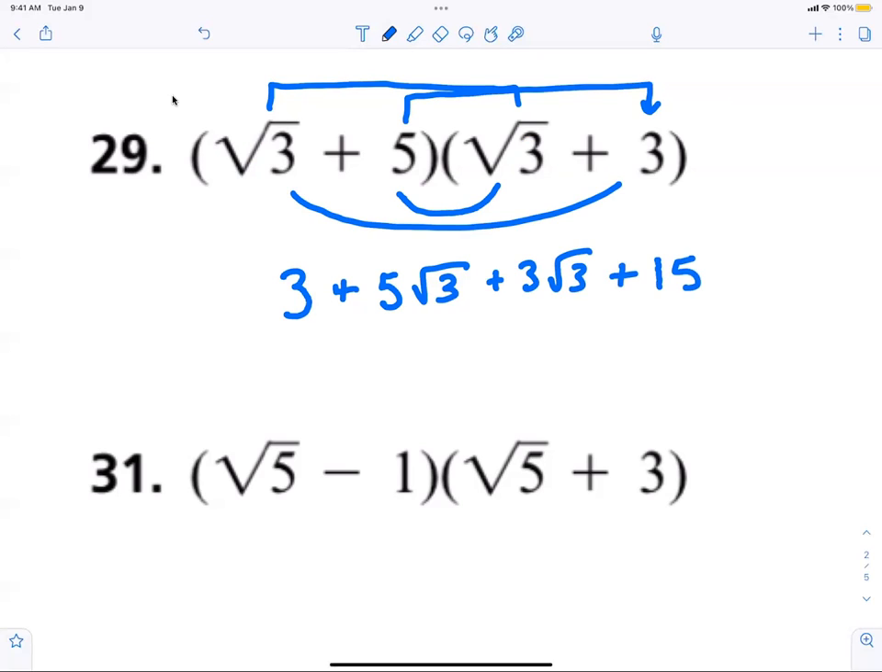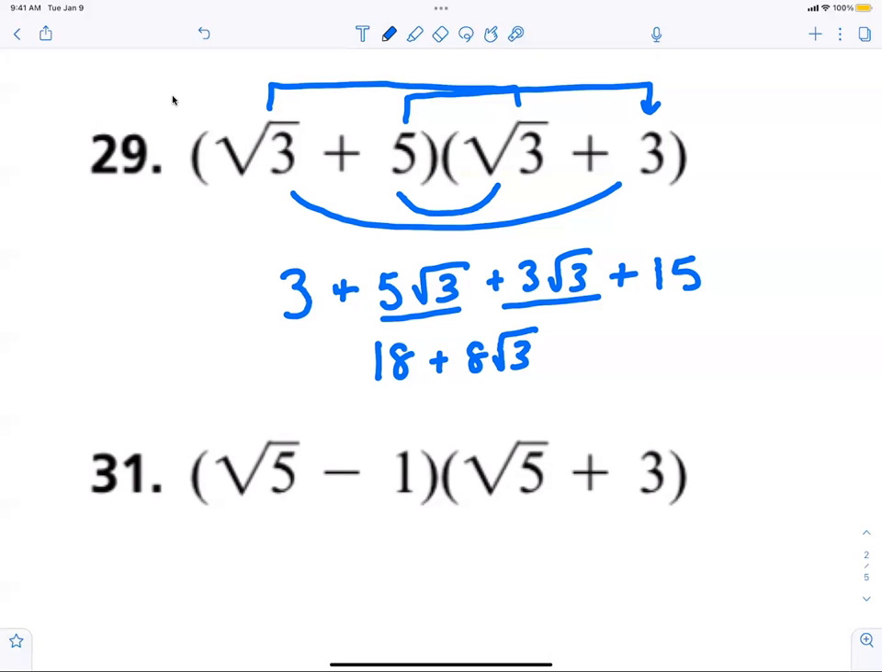Everybody okay with that so far? And now, of course, what's 3 plus 15? 18. 5 radical 3 plus 3 radical 3 is 8 radical 3. Does it matter which side they're on? You mean 8 radical 3 plus 18? Yes, I don't care, but traditionally, the way I write it is the way you would see a solution: the rational number and then the irrational number. But you're right, it doesn't matter. You don't get marked off for putting it in the wrong order.